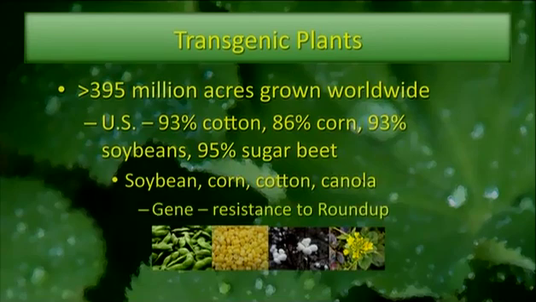So we have a gene that makes plants resistant to Roundup. Roundup is an herbicide. It's a broad spectrum herbicide that will kill grasses as well as broadleaves.